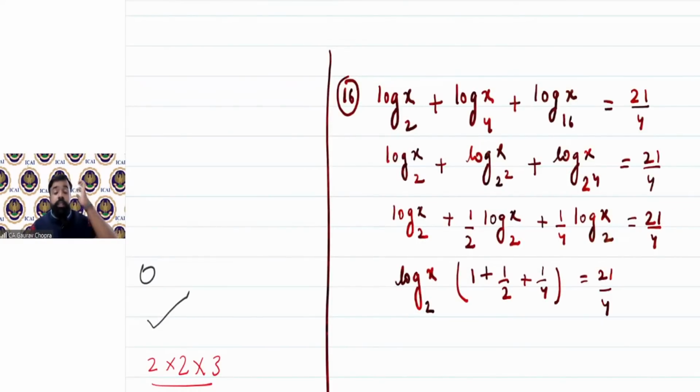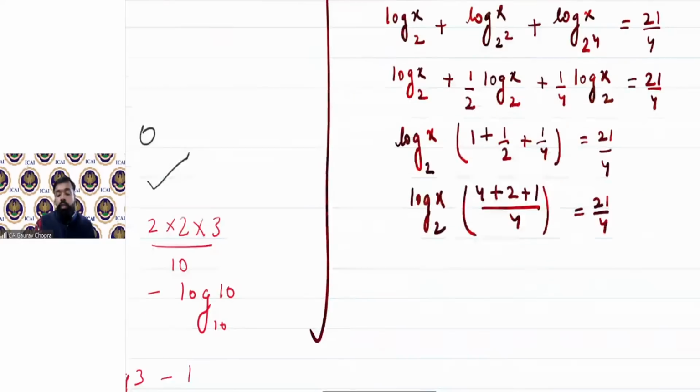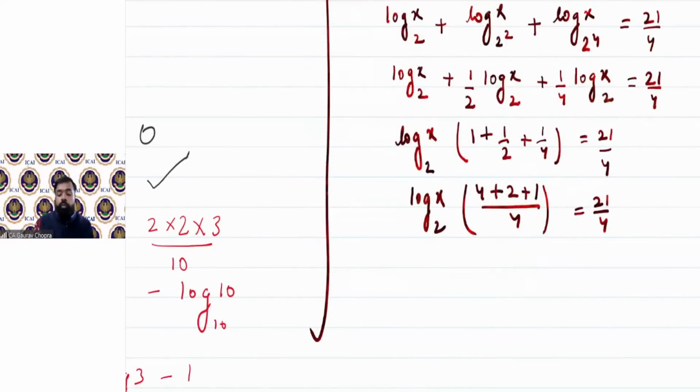So it is how much? Let's take the LCM. So it is 4 plus 2 plus 1 divided by 4 equal to 21 by 4. So 4 plus 2 plus 1 is 7 by 4. So 4 and 4 are getting cancelled. 7 is cancelled with 21, leaving 3. So you are left with log x base 2 is equal to 3.